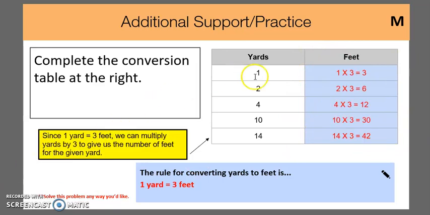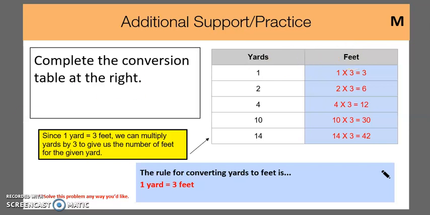Okay, so when completing this section, we know that since 1 yard equals 3 feet, we can multiply yards by 3 to give us the number of feet for the given yard. If we're looking at 1 yard, we can multiply by 3 to give us 3 feet. If we're looking at 4 yards, we can do 4 times 3 equals 12. And if we're looking for how many feet are in 14 yards, we can do 14 times 3, which gives us 42 feet.